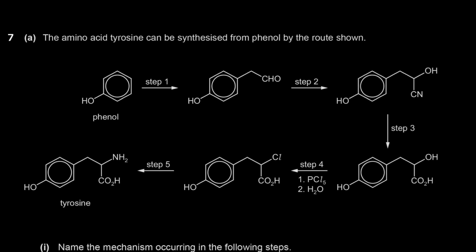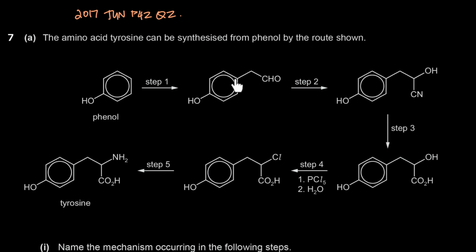So this one is from 2017 also, in June 2017, paper 42, question number 8. You start from phenol, and they're saying there's an amino acid, tyrosine. An amino acid is a compound that has both an acid and an amine. So tyrosine's three functional groups are phenol, carboxylic acid, and amine. And you can make it from phenol.